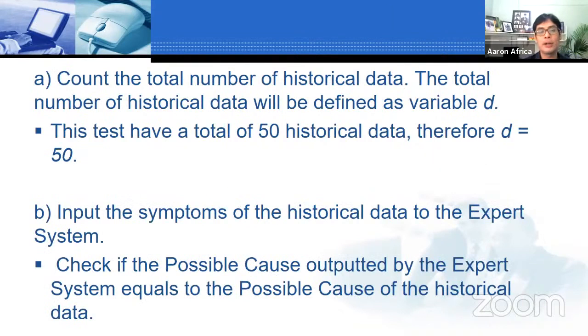First, we count the number of the historical data. The total number of the historical data will be defined as variable D. This test has a total of 50 historical data. Therefore, D is equal to 50. Then we input the symptoms of the historical data to the expert system. Check if the possible cause outputted by the expert system equals the possible cause of the historical data.